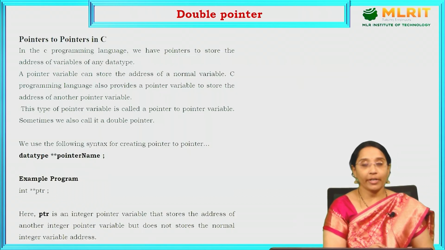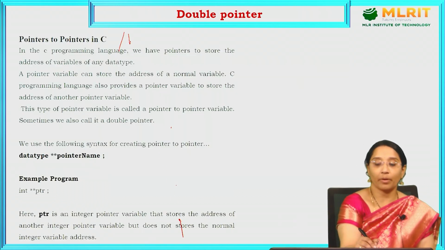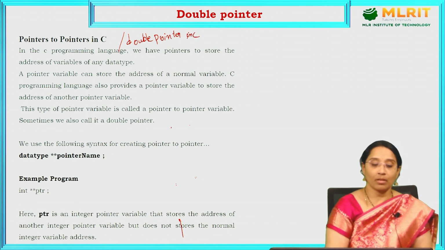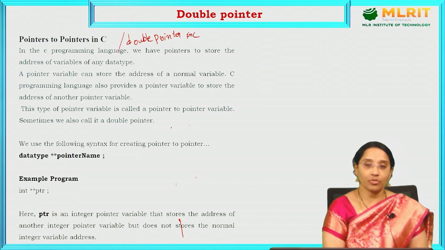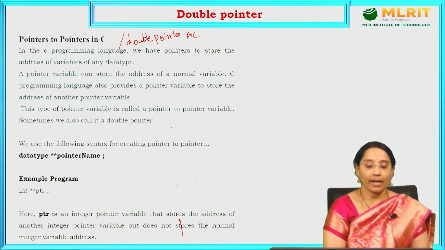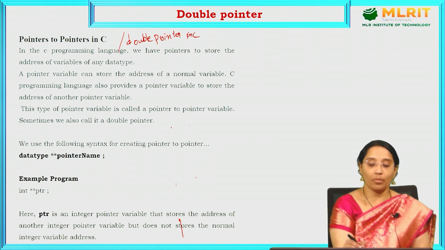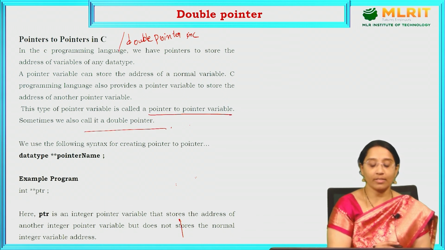Next one, pointer to pointer in C, which means double pointer. In C programming language, we have pointers to store the address of variables of any data type. A pointer variable can store the address of a normal variable. C programming language also provides a pointer variable to store the address of another pointer variable. This type of pointer variable is also called pointer to pointer variable, or a double pointer.